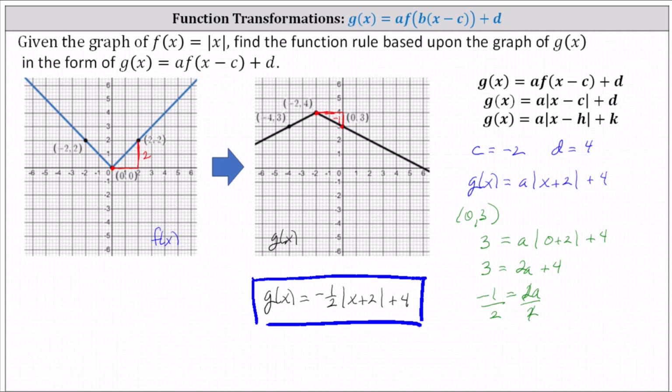And a equals negative 1/2 because 2 times negative 1/2 is equal to negative 1. Again, the a value of negative 1/2 indicates f of x has been reflected vertically and also compressed vertically by a factor of 1/2, which our graph does verify.